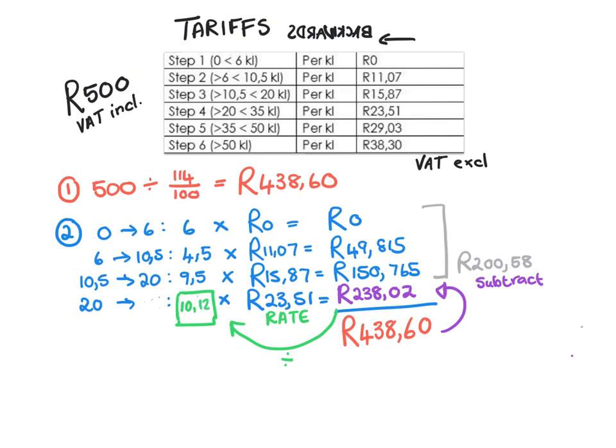10,12. So 10,12, along with all those other amounts, the 6 kiloliters, the 4.5 kiloliters, and the 9.5 kiloliters, all of that together will give me my total usage. So adding that all up gives me 30,12 kiloliters. And that is my final answer, meaning that for 500 Rand, VAT inclusive, I can get just over 30 kiloliters of water.